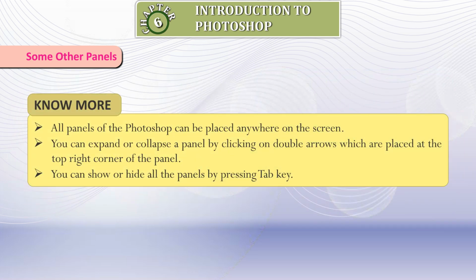All panels of Photoshop can be placed anywhere on the screen. You can expand or collapse a panel by clicking the double arrows placed at the top right corner of the panel. You can show or hide all the panels by pressing the Tab key.